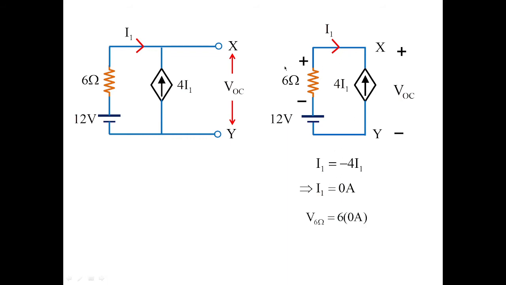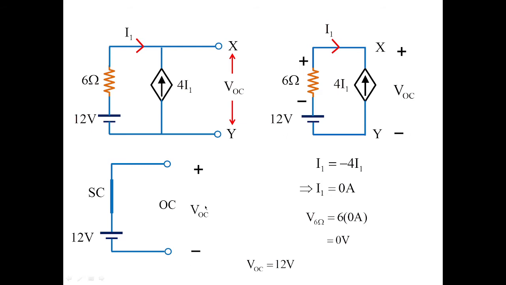Now the same current is going to flow in the 6 ohms. So 6 multiplied with current I1, that is 0 amperes, makes the voltage 0 volts. When the voltage across this terminal is 0, the resistance can be replaced by a short circuit. Now the given circuit is reduced to this fashion. With this, we have an open circuit and a short circuit at these terminals, which makes VOC directly measurable, equal to 12 volts.